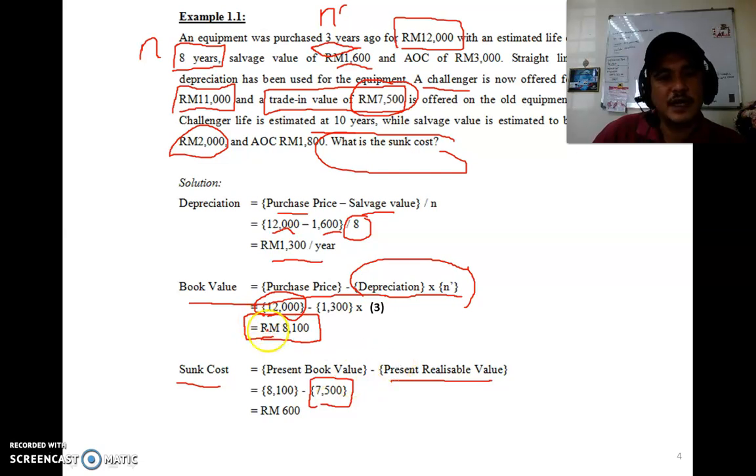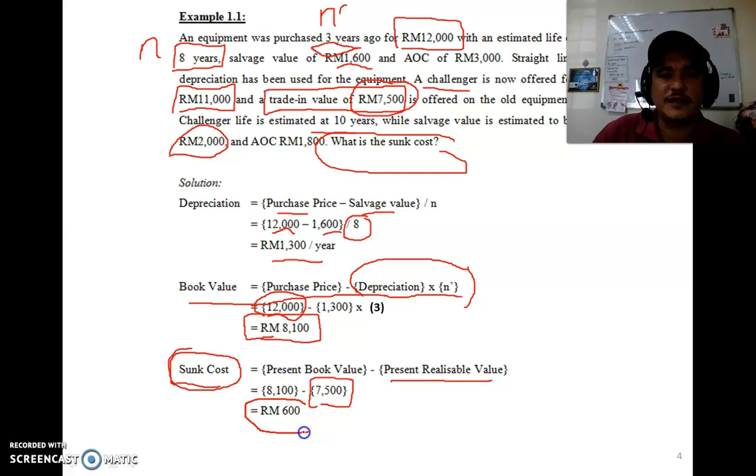Okay, now this is our book value, so we compare it with the sunk cost. What is sunk cost? Sunk cost is the present book value minus the trade-in value. The present book value 8,100 minus the trade-in value 7,500. So the answer is 600.